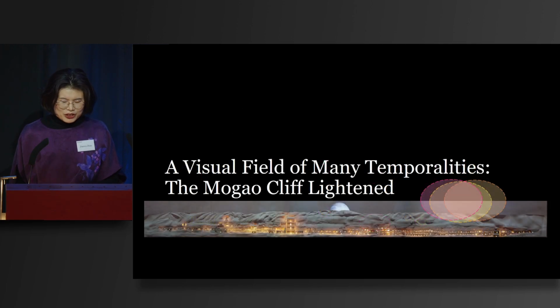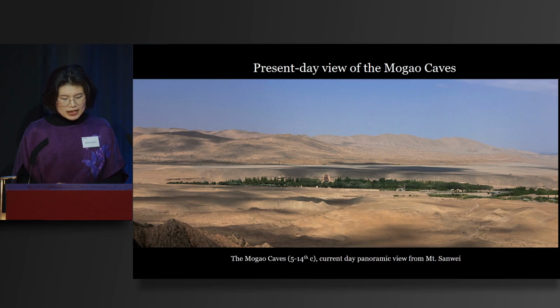I know I don't have much time, but if I had a little bit more time, I'd like to get into one of the artworks that I think has created a visual field of many temporalities to further illustrate that point. To understand this, we first need to understand how Dunhuang, the landscape of the Mogao Caves, has been changed, transformed, and still preserves some of its essence through the days.